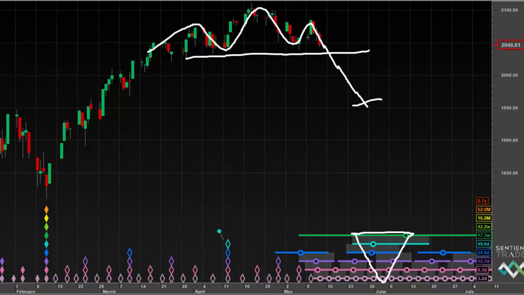So if this level here is broken, that represents probably a good trading opportunity. The trading opportunity is still there. Personally, I think that this trading opportunity might be slightly behind us. We might have missed it. We could certainly use a price level such as that neckline to enter into this trade.